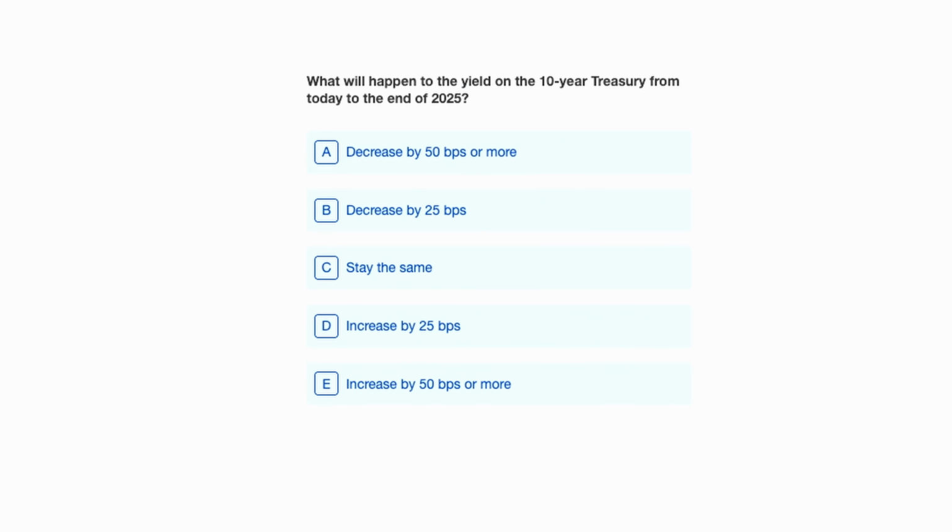Again, you have to choose one, and then we'll see if Mark's prediction is the same as the audience. What will happen to the yield on the 10-year Treasury from today to the end of 2025? Decrease by 50 bips or more, decrease by 25 bips, stay the same, increase by 25 bips, or increase by 50 basis points or more. We'll leave that up just for a minute or so, give people a chance to respond.